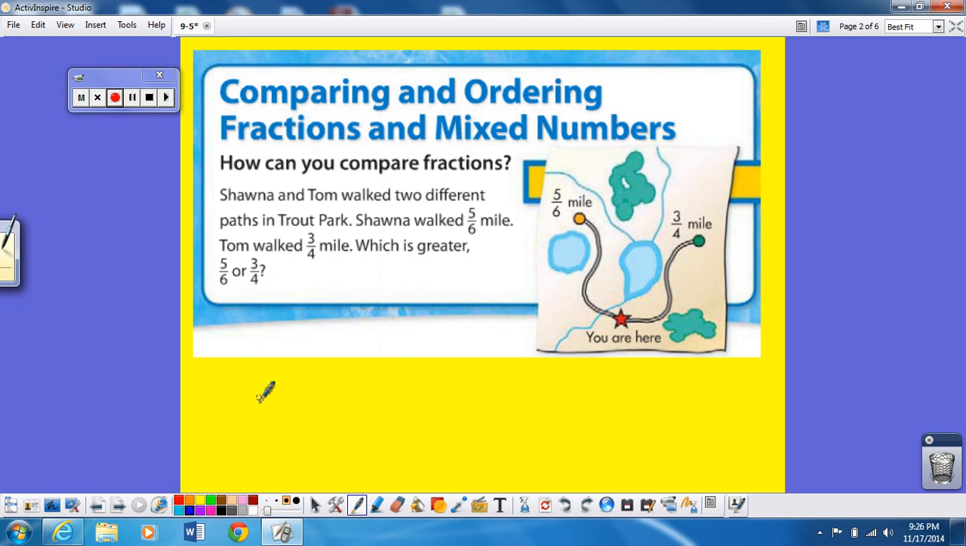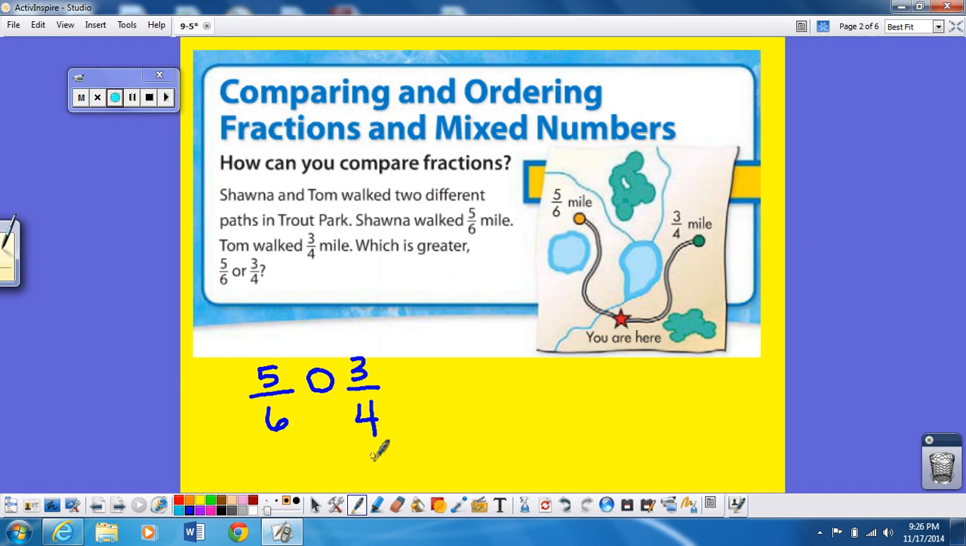So if we start with this first slide, how can you compare fractions? Shauna and Tom walked two different paths in Trout Park. Shauna walked 5/6 of a mile, and Tom walked 3/4 of a mile. Which is greater, 5/6 or 3/4? If you were to see this problem on a test or on a worksheet, it would probably be set up like this, and you are to tell greater than, less than, or equal to.